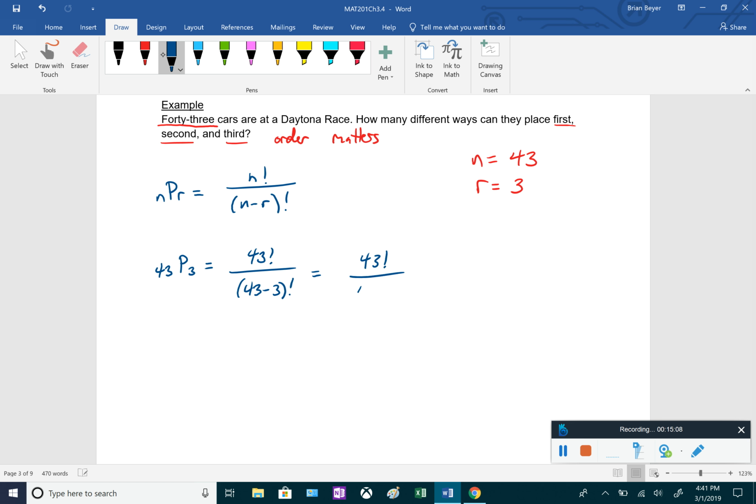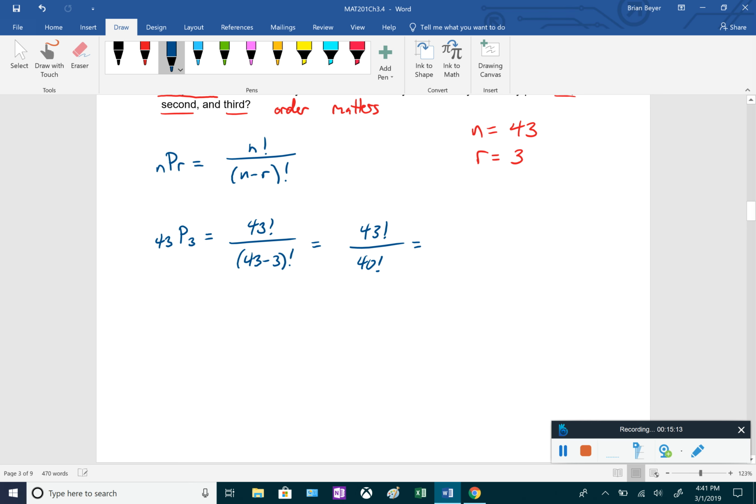So that's 43 factorial over 40 factorial. So this is one where you're going to want to use that shortcut where you're doing 43 times 42 times 41 times the rest after that is 40 factorial, all divided by 40 factorial, because you don't want to have to write out all the way to 1. So cancel, cancel. 43 times 42 times 41, that's going to equal 74,046. So these numbers tend to be a lot bigger than you might just guess if you were guessing.